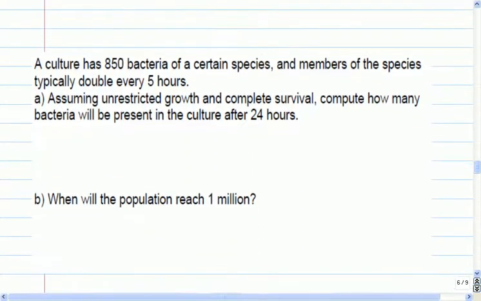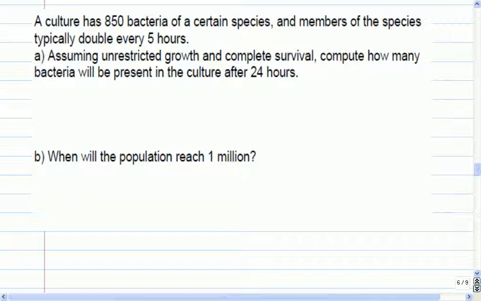Okay, so something else that can grow exponentially: a bacteria culture has 850 bacteria. How many would there be if it doubles every 5 hours? Assuming unrestricted growth and complete survival, how many will be there after 24 hours in the petri dish? So you probably don't want to count them by hand, by the way.